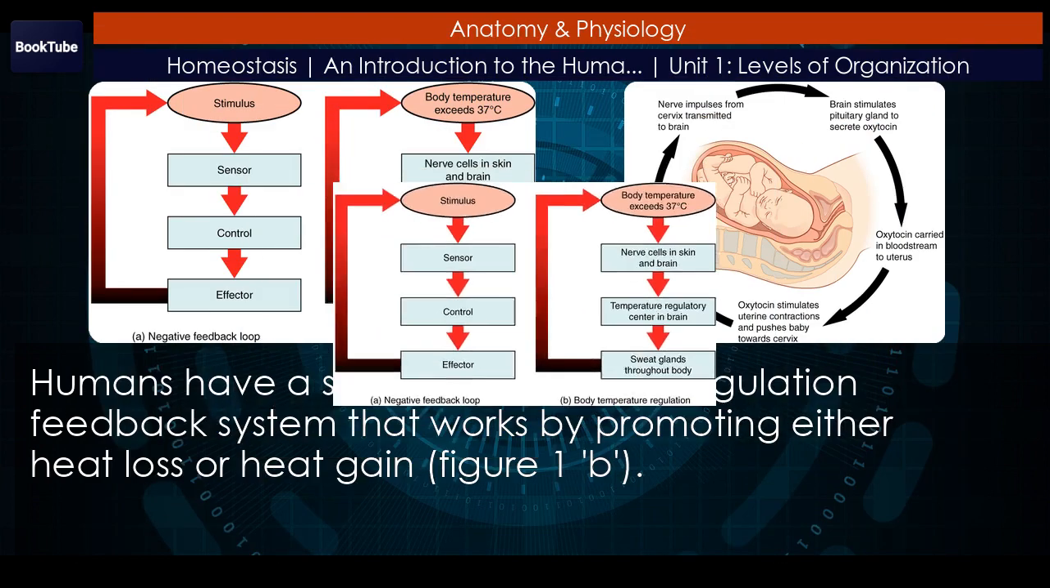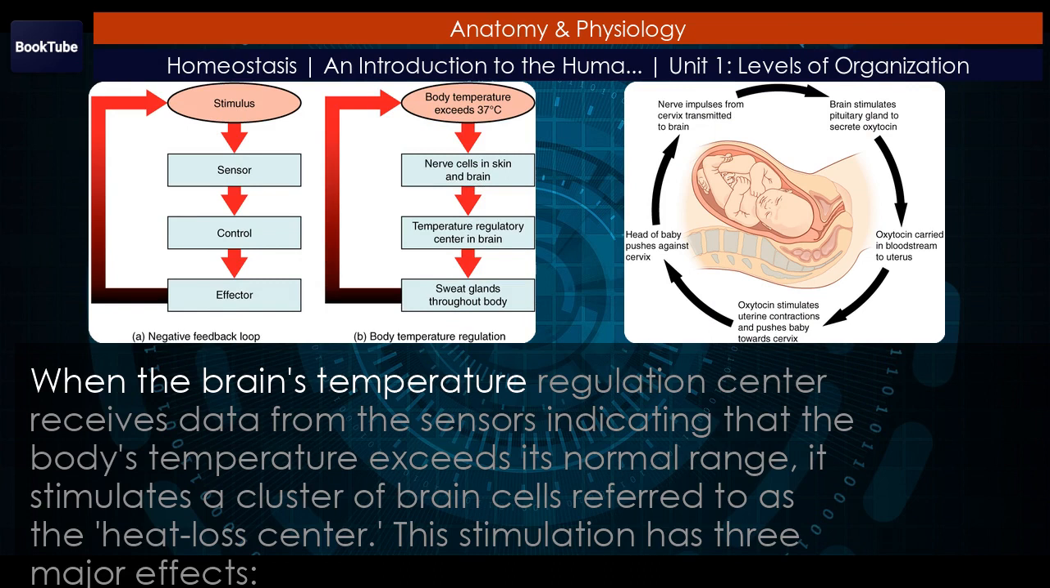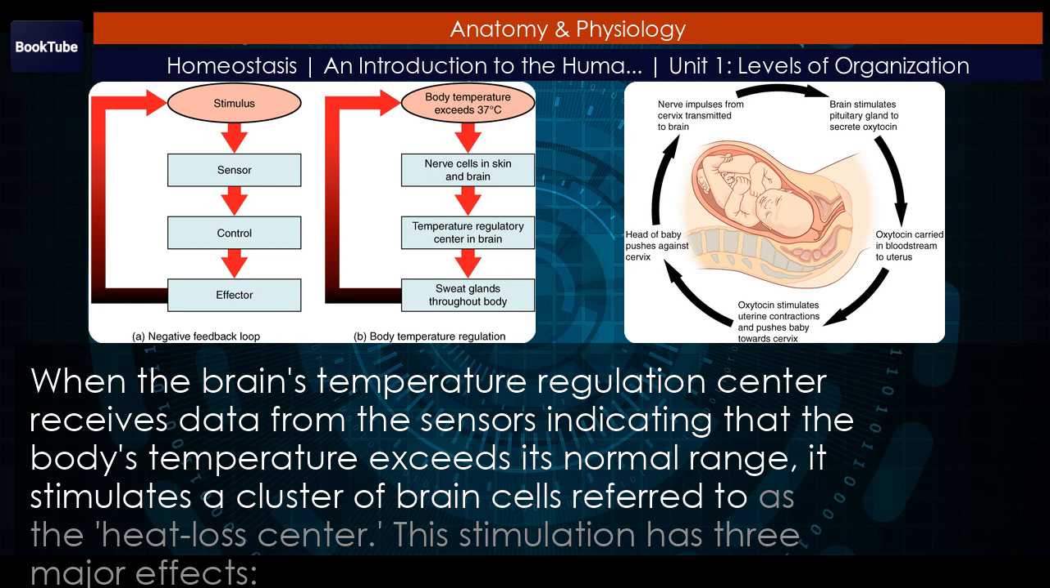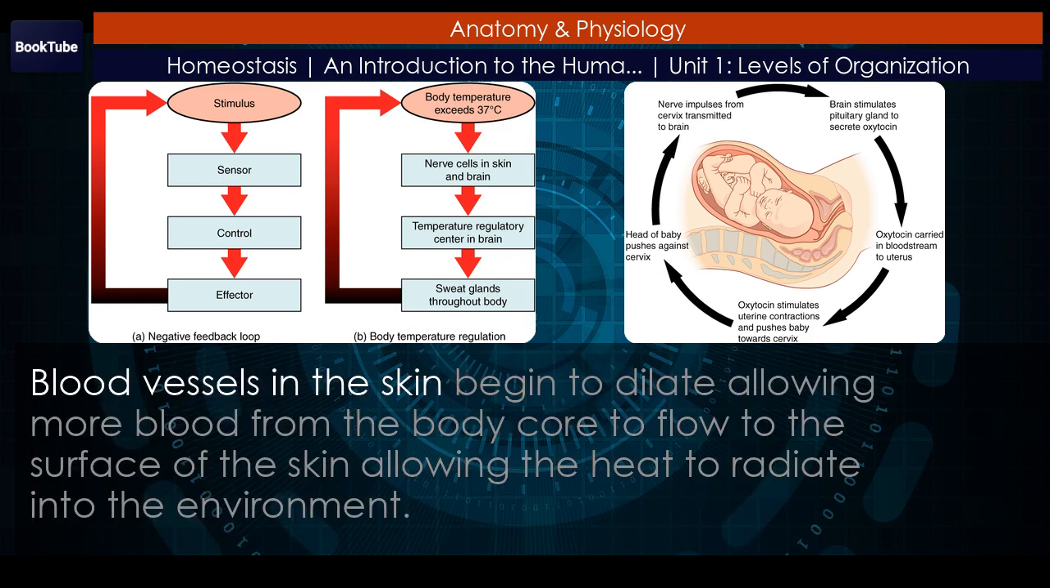Figure 1b. When the brain's temperature regulation center receives data from the sensors indicating that the body's temperature exceeds its normal range, it stimulates a cluster of brain cells referred to as the heat loss center. This stimulation has three major effects. Blood vessels in the skin begin to dilate, allowing more blood from the body core to flow to the surface of the skin, allowing the heat to radiate into the environment.